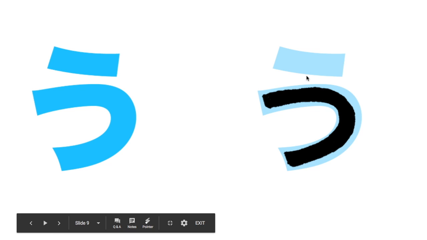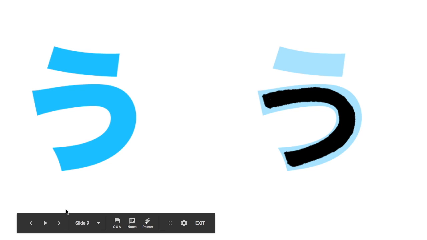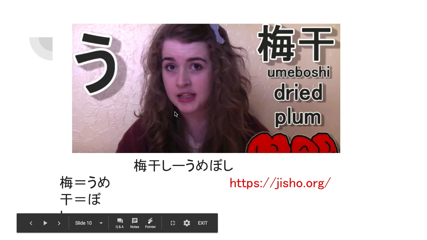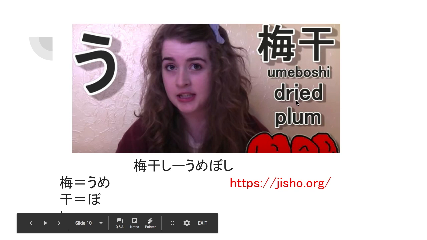U. You can think of u as having a unit. And this one's a bit difficult because this is written all in kanji. I checked with Jisho, and I believe she accidentally forgot part of the word.